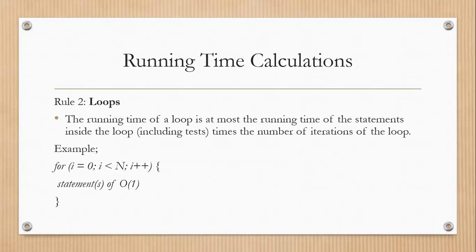Next, the running time of a loop is at most the running time of the statements inside the loop times the number of iterations of the loop. For example, this loop is running n times, and in this loop we have, suppose, one statement whose time complexity is order of 1, meaning we have a constant time complexity statement. So the complete complexity of this loop will be equal to n into order of 1, which we can say is big O of n.